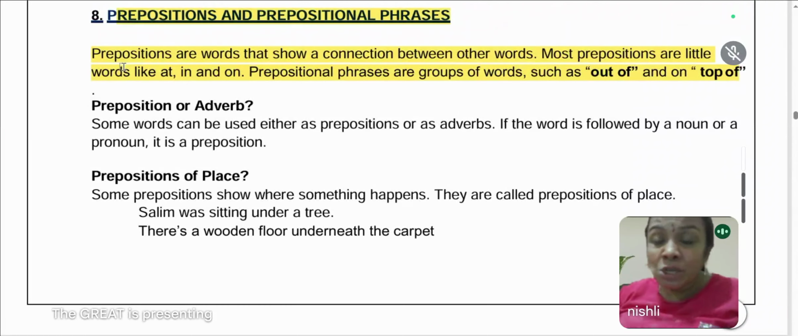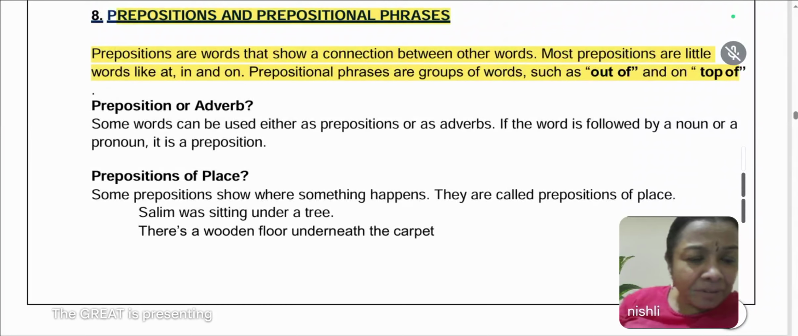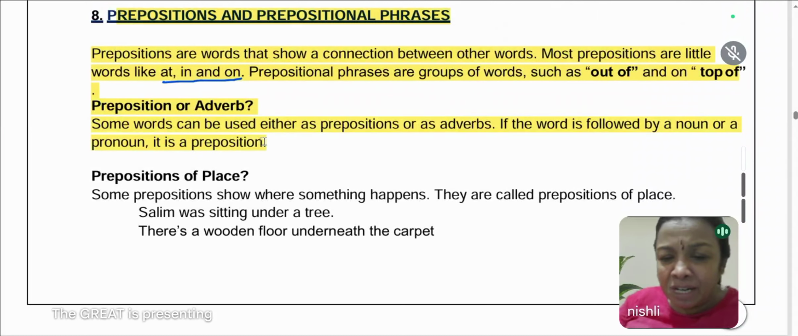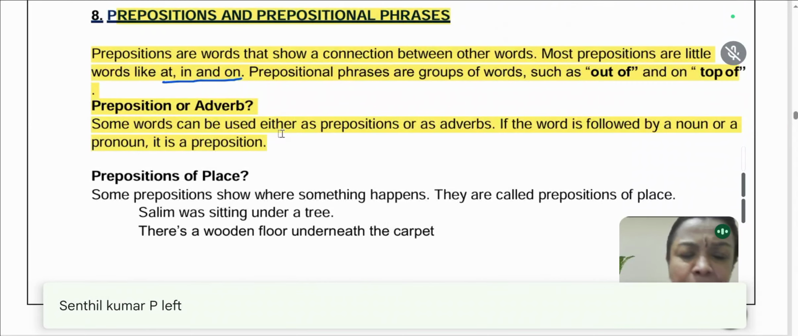So it always refers to the position of an object. It can be in the classroom. The children are in the classroom. On means on top of. In, on, and at. Preposition or adverb: some words can be used either as prepositions or as adverbs. If the word is followed by a noun or a pronoun, it is a preposition.